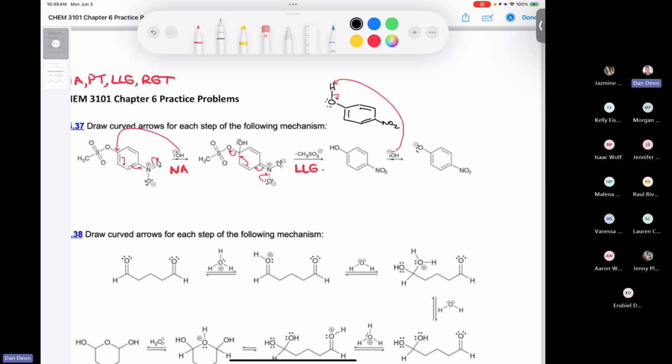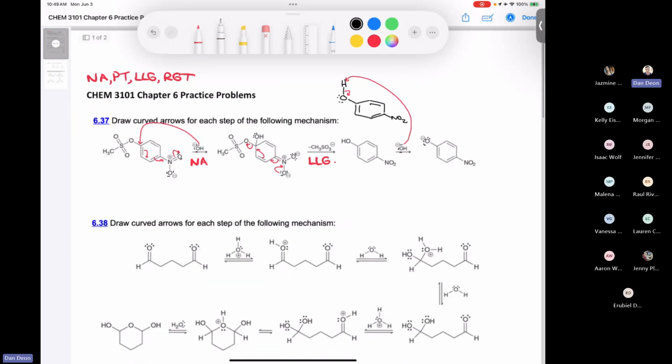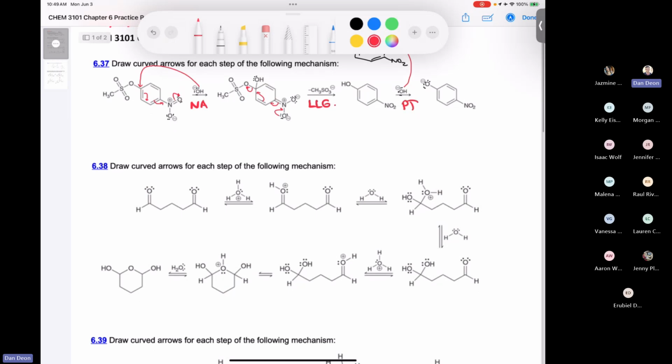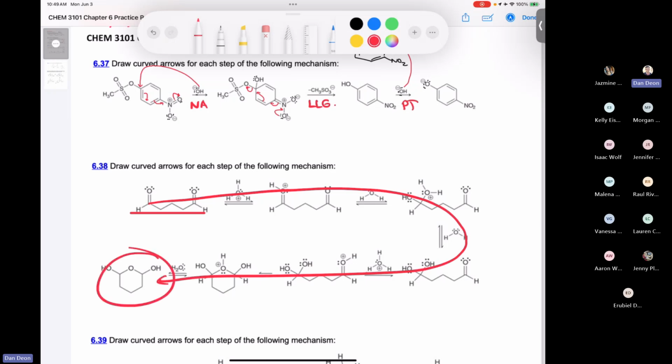So 1, 2, 3, 4, 5, 6, so 3 lone pairs like that. So we have a nucleophilic attack, a loss of leaving group, and then a proton transfer at the end. All right, for 6.38, the way that the reaction goes is it starts here at the starting material, and then you go around like this to the final product, like that, okay?